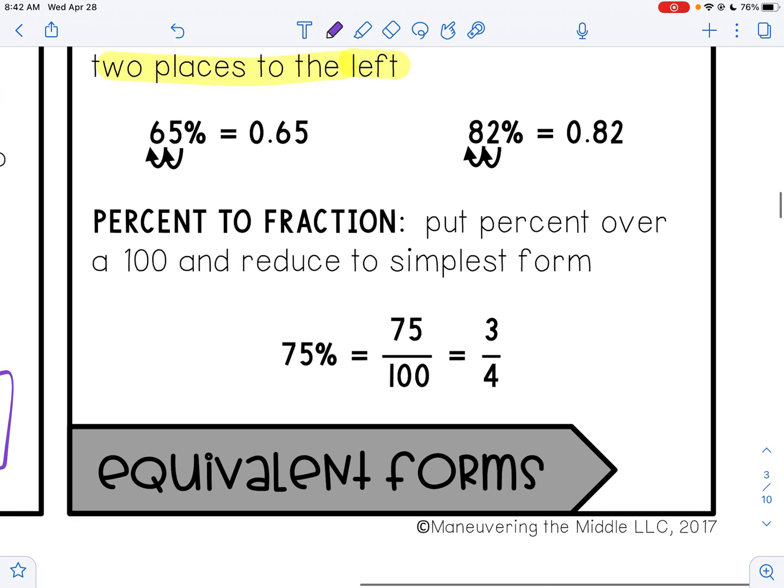Now, percent to fraction. You're going to put your percent over 100 and then reduce to simplest form. So if I have 75%, I know that it's always going to be over 100. So 75% turns into 75 over 100, and then I just simplify until I get the smallest form, which for 75% would be 3/4.